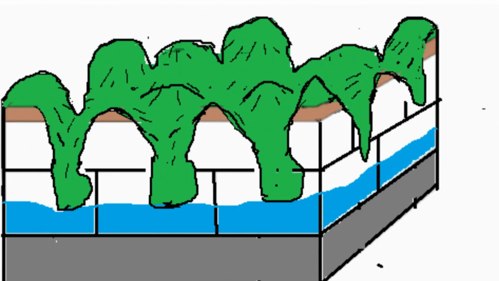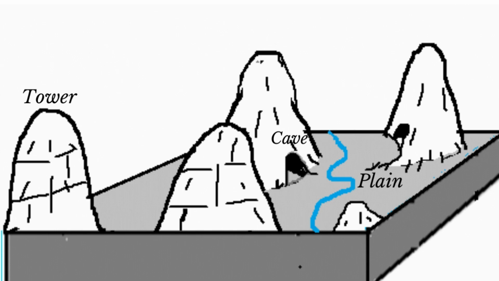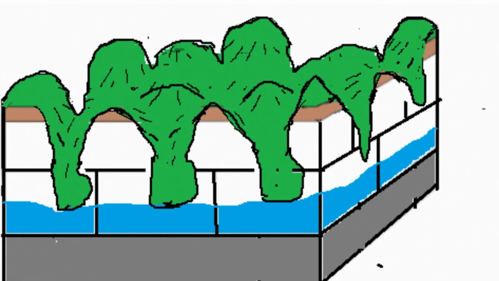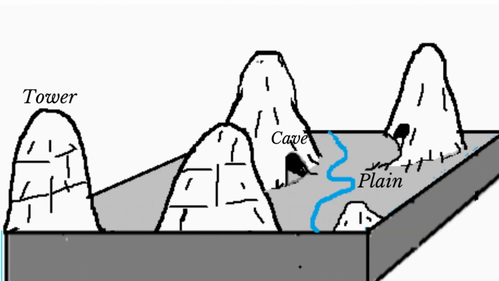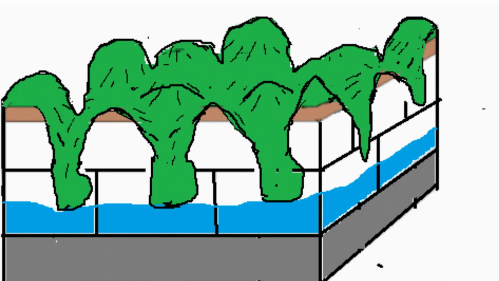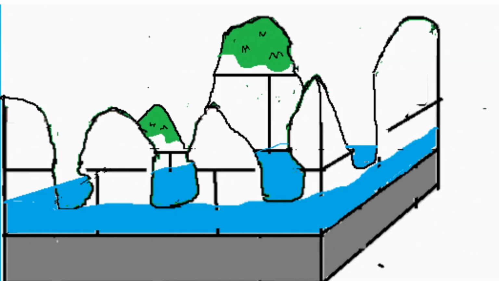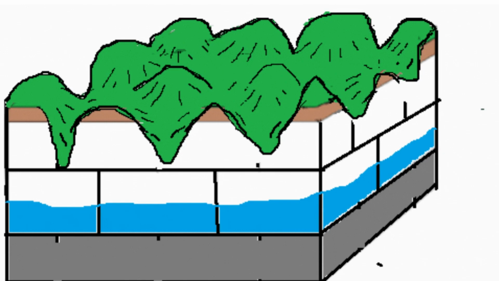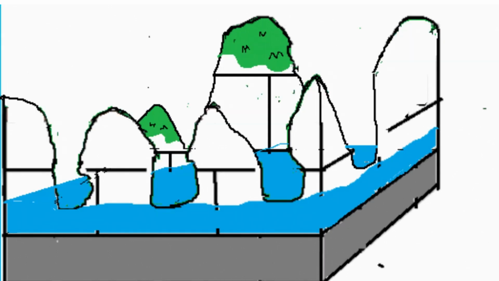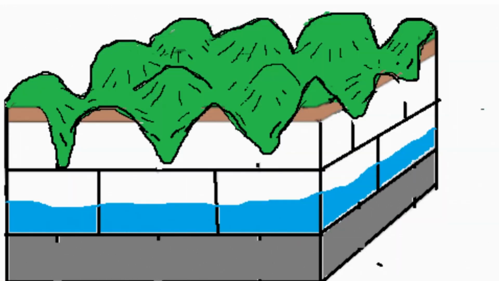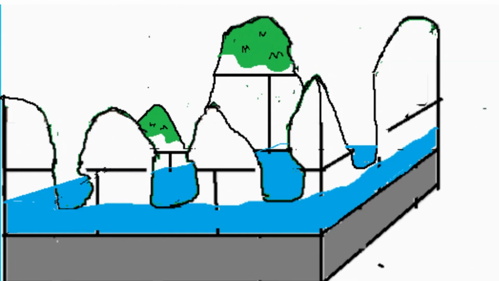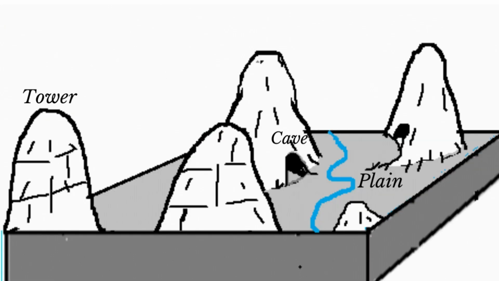However, over time, the landscape is actually lowered overall. The hills get lower and the depressions get deeper. Eventually, the bottom of the depressions reach the water table. This slows down the rate of vertical erosion. Erosion now becomes concentrated on the sides of the intervening hills. This creates a flat surface at the level of the water table with steep, isolated hills.